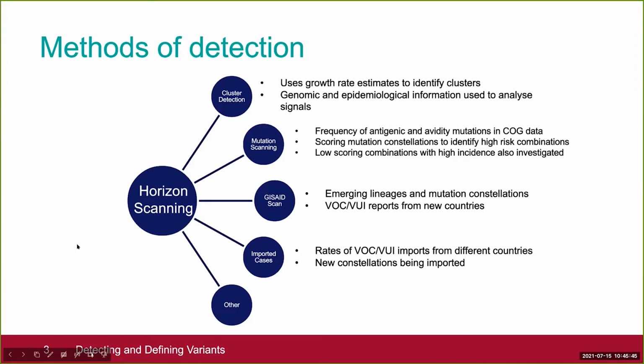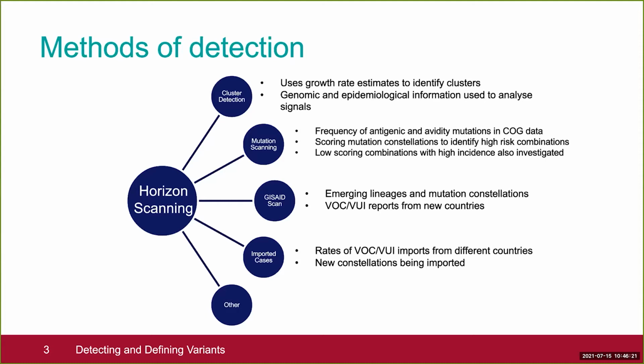At PHE we have a process called horizon scanning, which is our main function within the genomic cell. It's our process for monitoring and detecting variants that we think need specific public health action to prevent antigenic escape or prevent the spread of something that we think has high transmissibility, which we've done to some degree, but some things have escaped us nevertheless.